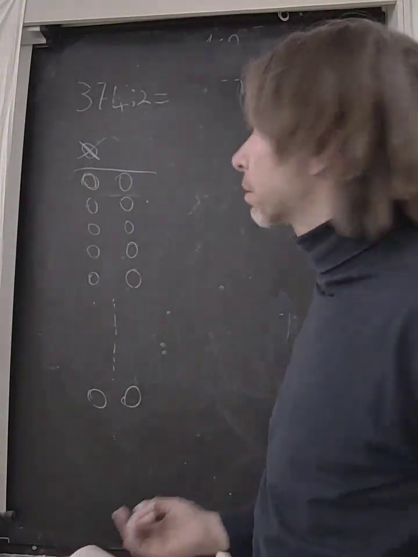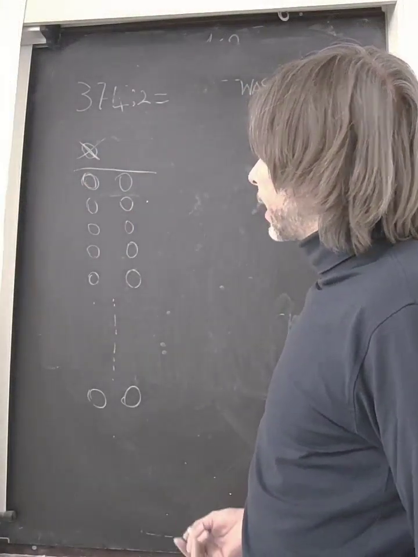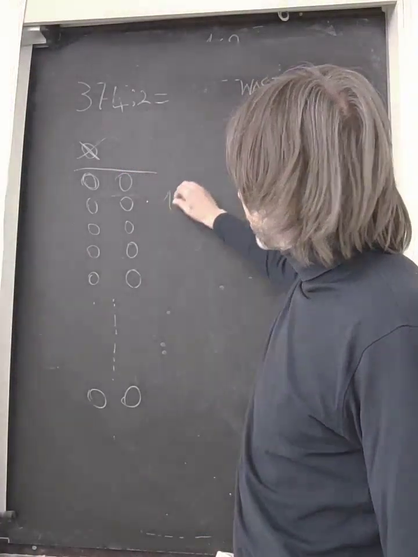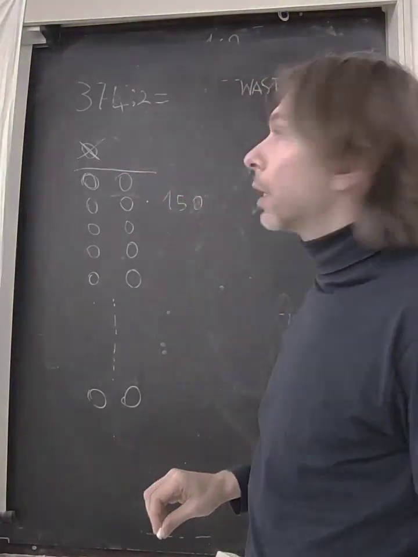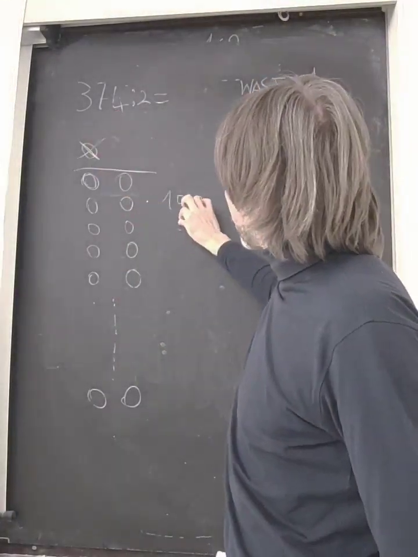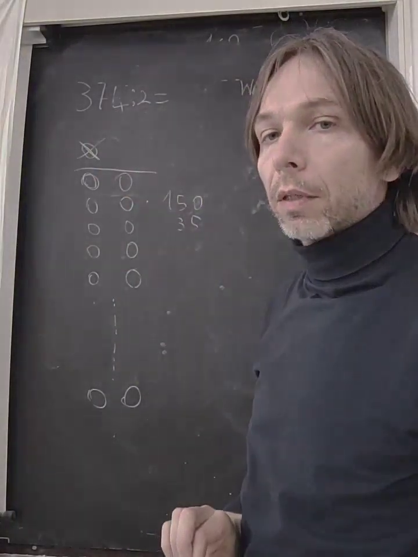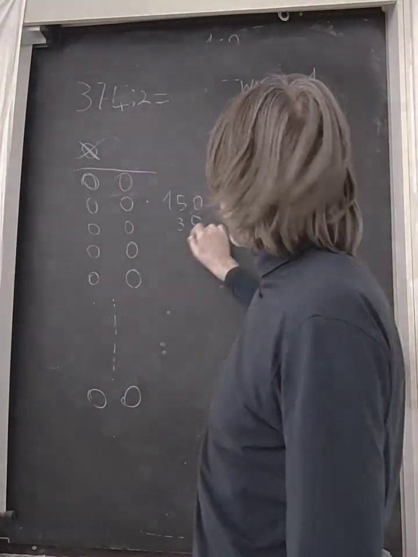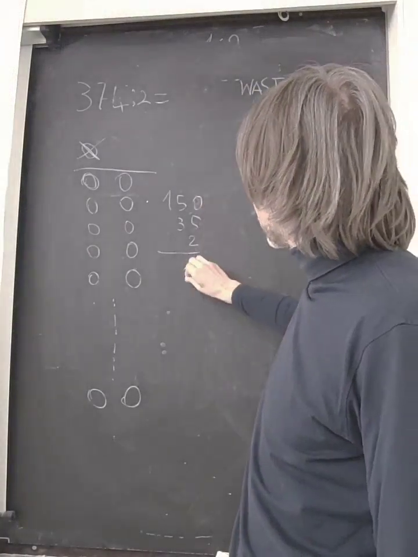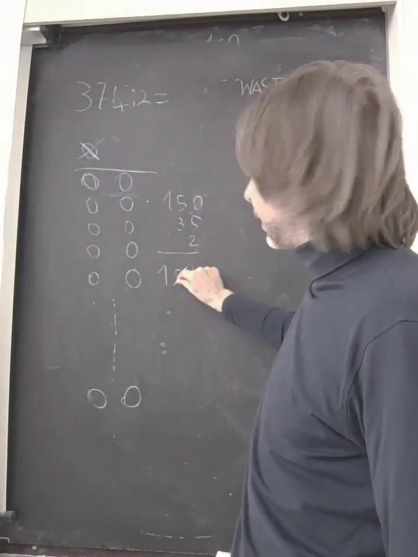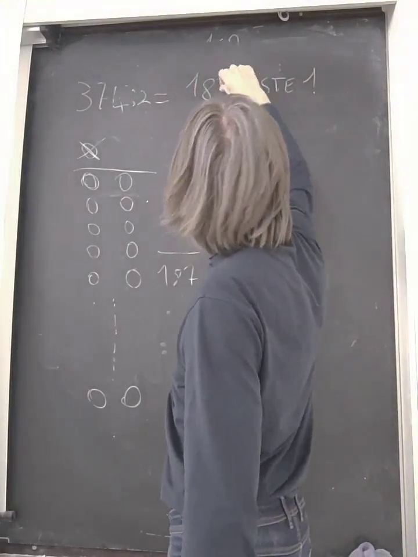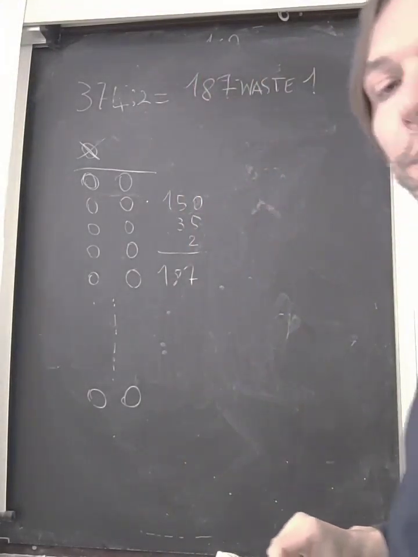How much is it? Well, again, I can do it in this way. The half of 300 is 150. The half of 70 is 35. The half of 4 is 2. So in total, I have 187. Perfect.